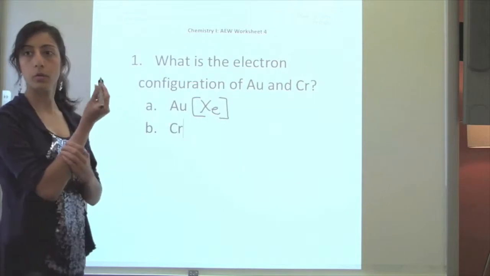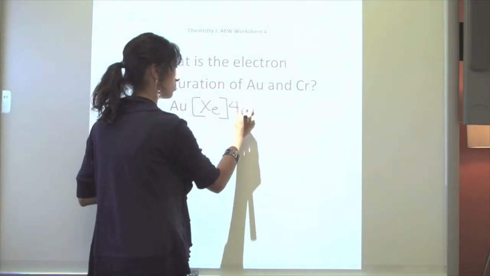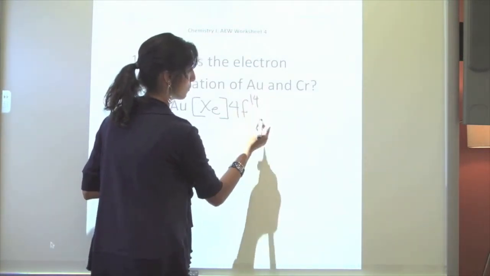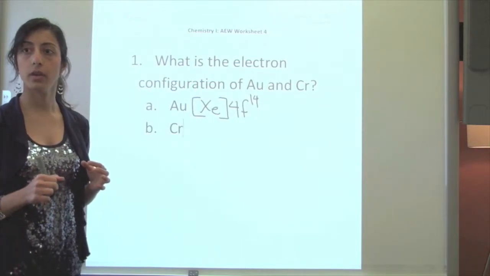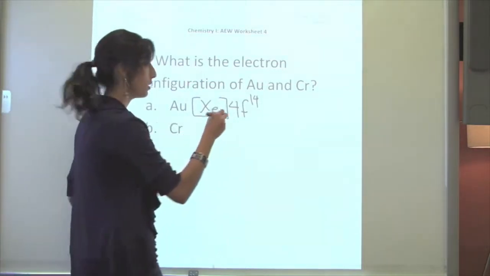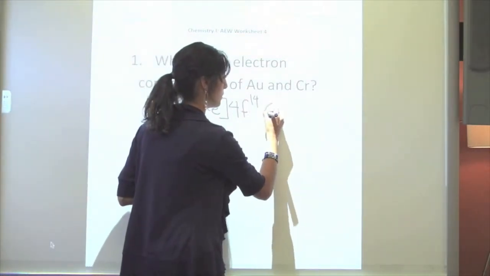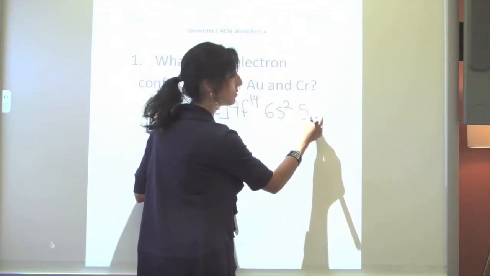And then we have the 4f orbital, and those are all full. It has the 14 electrons in there, so 4f14. And then we hit the 6s, so then 6s2 and 5d9.